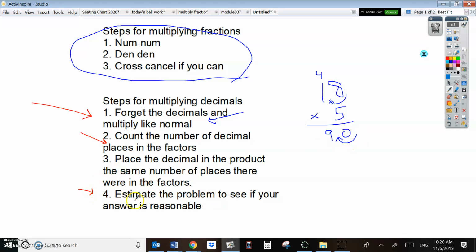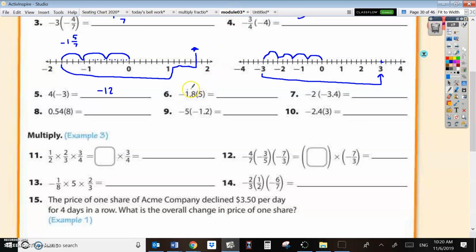And then estimate to see if your answer is reasonable. 1.8 is almost 2. So here's 1, and here's 2, and here's 1.8. So round that up to 2. And then 2 times 5 is 10. So is your answer reasonable at 9.0? Okay, now let's look back here. Negative times a positive is a negative. It should just be -9.